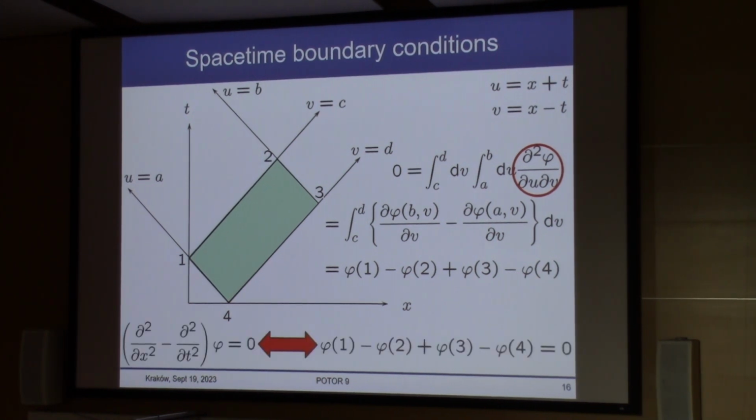So I have proved that the wave equation implies this identity for any rectangle in light coordinates. However, it is very easy to prove that the inverse is also true. If a function fulfills this identity for any rectangle of that type, then it is a solution of the wave equation.